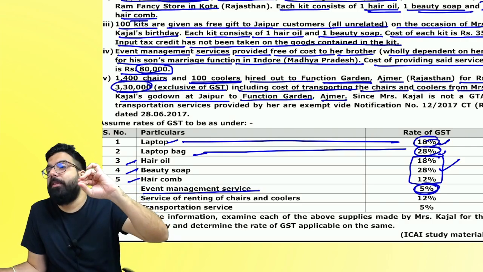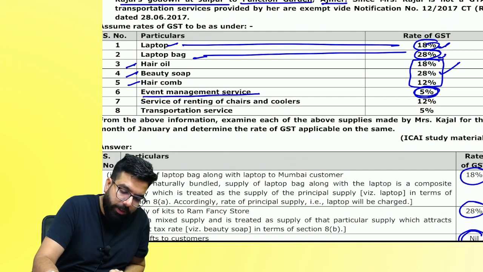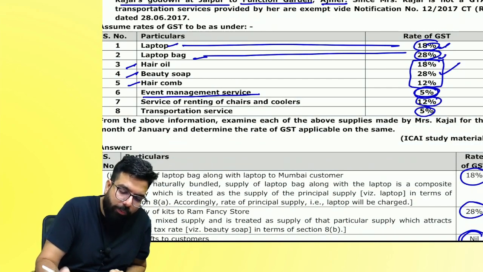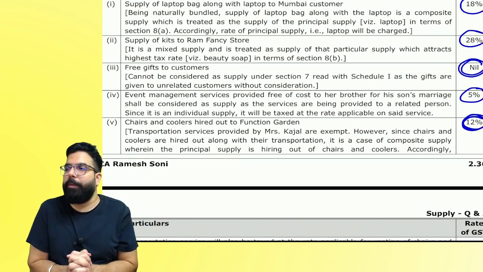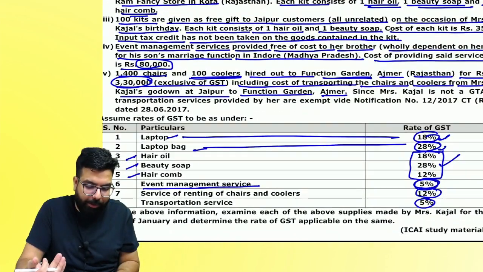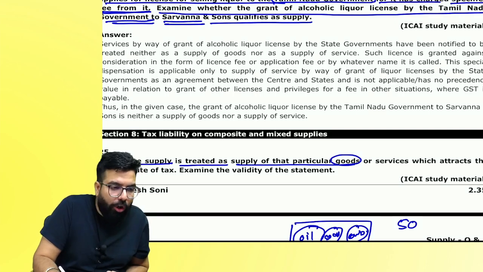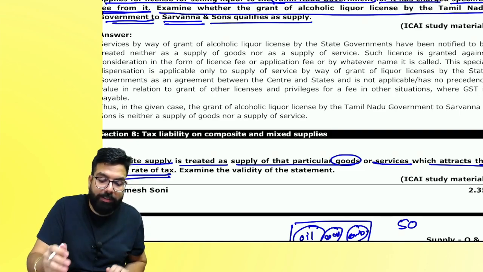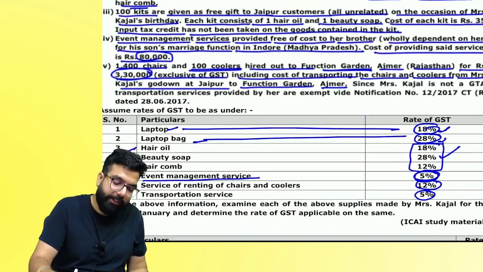One should be principal. What is principal? Transportation or renting? Transportation pay rate is 5%, renting pays 12%. What rate will apply? Are we all clear till here? Can we go ahead, everyone? Next. Composite supply is treated as supply of particular goods or service which attracts the highest rate of tax. Do you think so? No, it should be treated as supply of that supply which is the principal. Next.